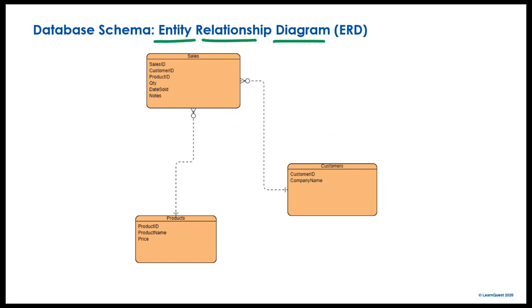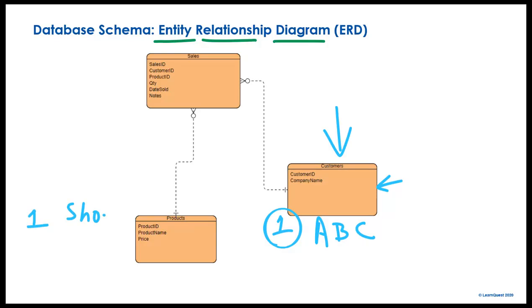know that customers and the customer data will not repeat. If there is an ABC corporation with a customer ID of 1, that 1 will not repeat in the customers table. If there is a 1 and a product by the name of shoes in the products table, this 1 will not repeat inside of the products table.